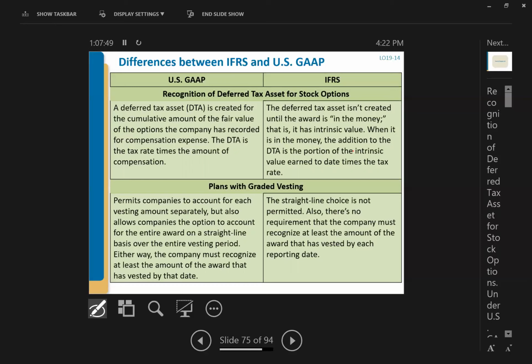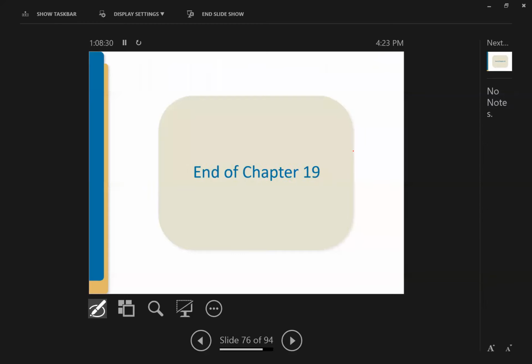Plans with graded vesting: remember, you get so much after 5 years, more after 10 years, and so on. US GAAP permits companies to account for each vesting amount separately, but also allows companies the option to account for the entire award on a straight line basis over the entire vesting period. Either way, the company must recognize at least the amount of the award that has vested by that date. Whereas under international, it's just straight line. All right, no, it's not straight line. Straight line is not permitted. There is no requirement that the company must recognize at least the amount of the award that has vested by each reporting date. And that's the end of chapter 19.